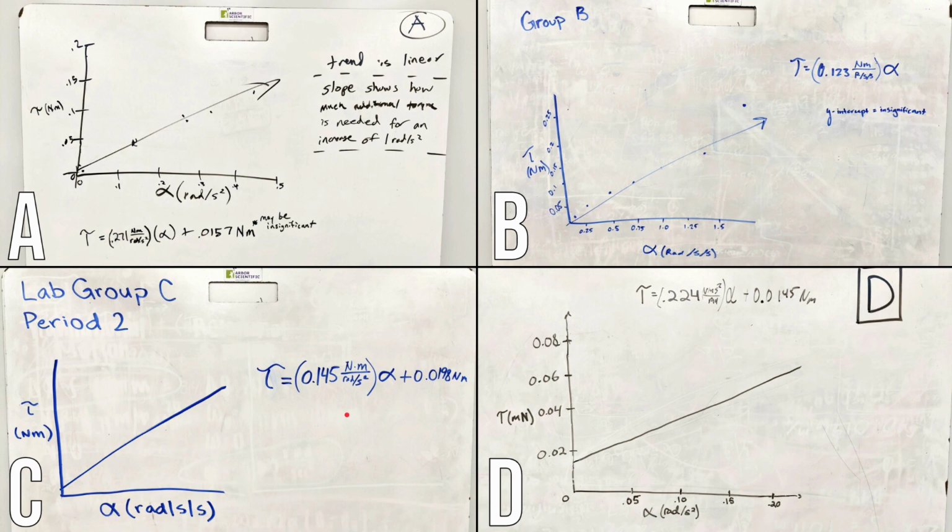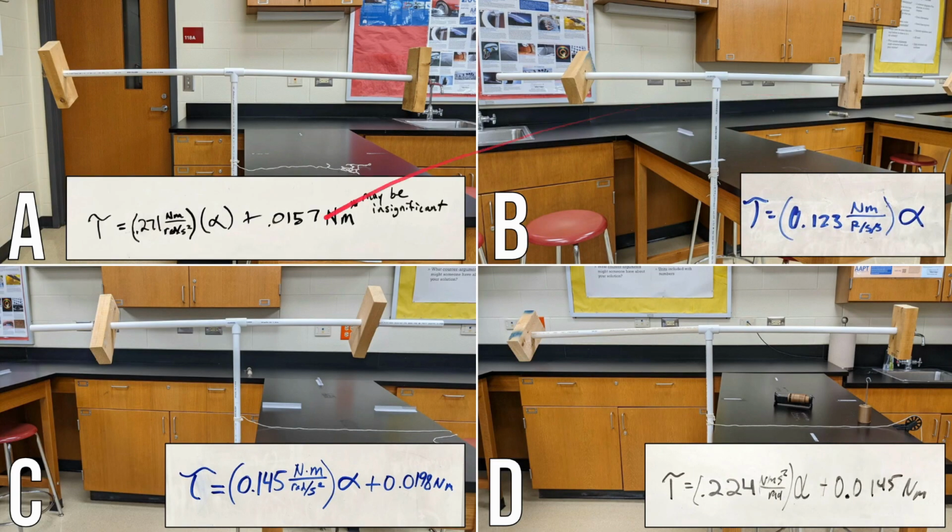So let's take a look at the system that each of these groups actually used compared to their equations and their slope values. So group A had this system up here, group B used this one, group C down here, and group D over here.